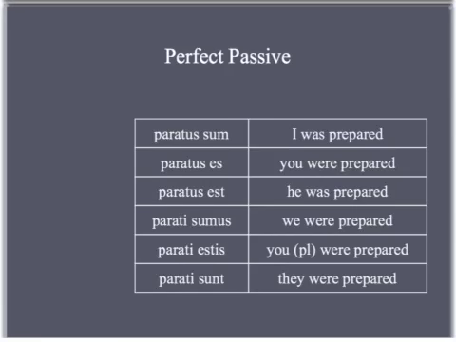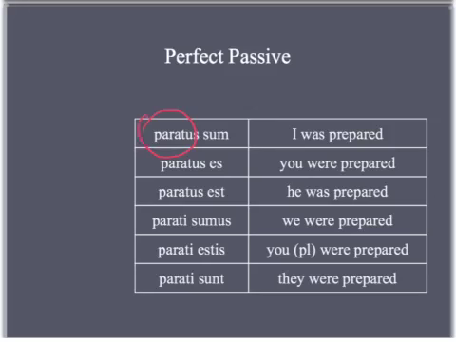Let's start off then with the different forms of this. We have paratus sum, paratus es, paratus est, parati sumus, parati estis, parati sunt. First of all, notice the word paratus. Paratus is the perfect passive participle. We've met that before.